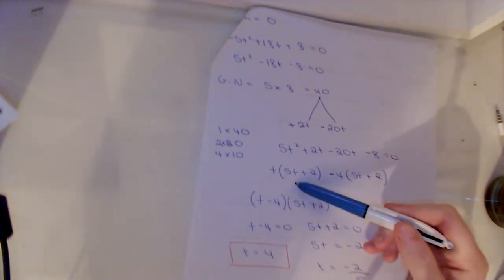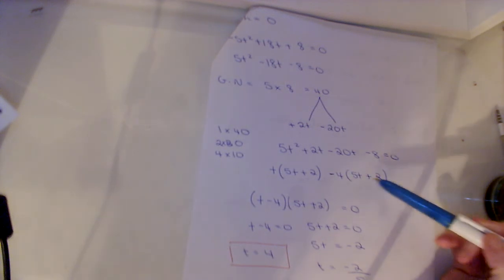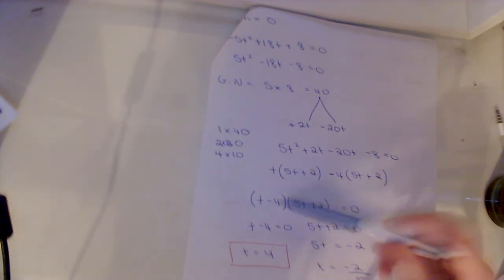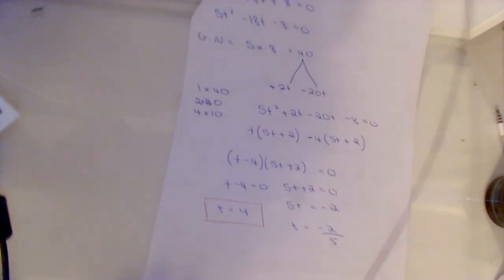So I'll take out my t, I'm left with 5t plus 2. I'll take out what they have in common here, it's 4, and I'm left with 5t plus 2. So I join these together, so I have t minus 4, and then I join this here, 5t plus 2 is equal to 0. So I'll have t minus 4 is equal to 0, and I'll get t is equal to 4. And here I'll have 5t plus 2 is equal to 0. I'll have 5t is equal to minus 2. t is equal to minus 2 over 5. t stands for time, so it's not possible to have negative seconds. So I can only accept 4 in this question.